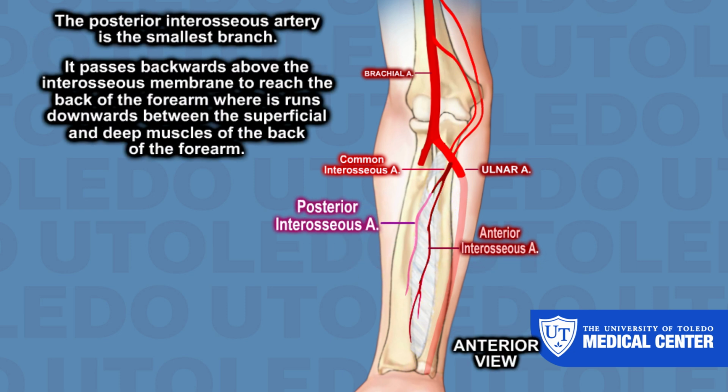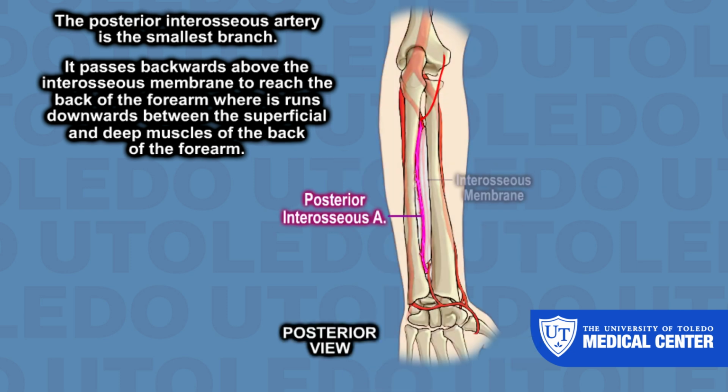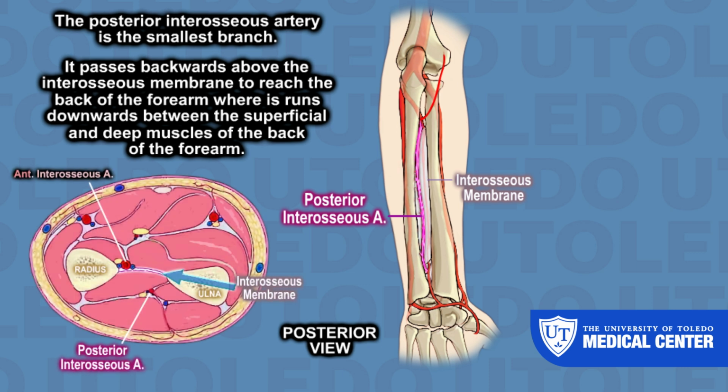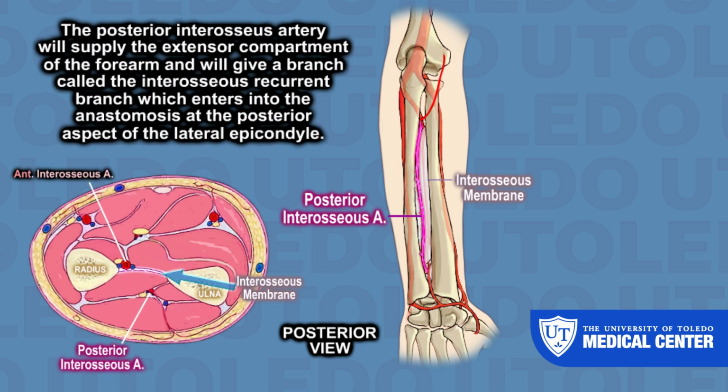The posterior interosseous artery is the smallest branch. It passes backwards above the interosseous membrane to reach the back of the forearm, where it runs downwards between the superficial and deep muscles of the back of the forearm. The posterior interosseous artery will supply the extensor compartment of the forearm and will give a branch called the interosseous recurrent branch, which enters into the anastomosis at the posterior aspect of the lateral epicondyle.